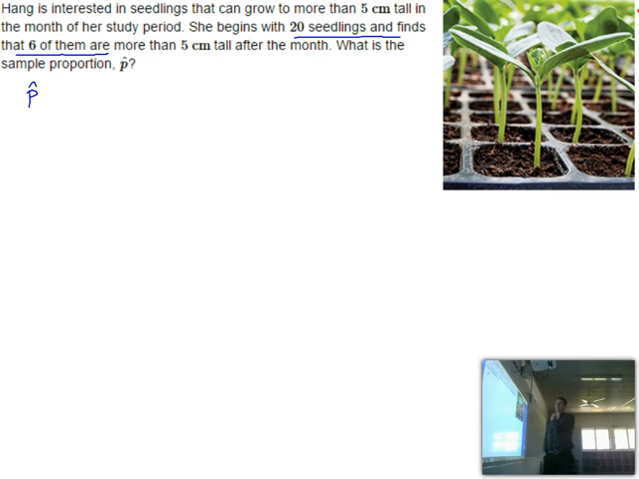Well, we have to think about how many seedlings there are in the population. Many, many, many. So we can't take a census of all the seedlings, so we're interested in just the sample. And the sample that we're looking at is a sample of 20 seedlings. And what was observed was 6 of them. So we have 6 out of 20 as our sample proportion of seedlings that are more than 5 centimeters tall. And that's what we're after. And the fraction we can simplify to 3 out of 10, and be ready to convert it into a decimal.